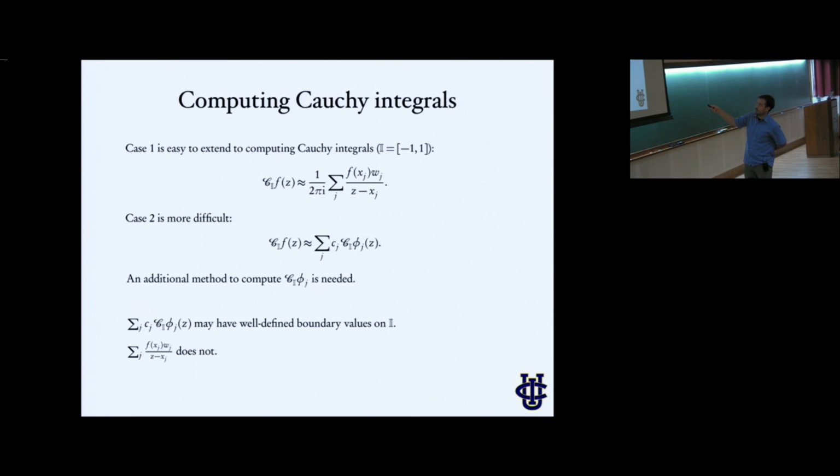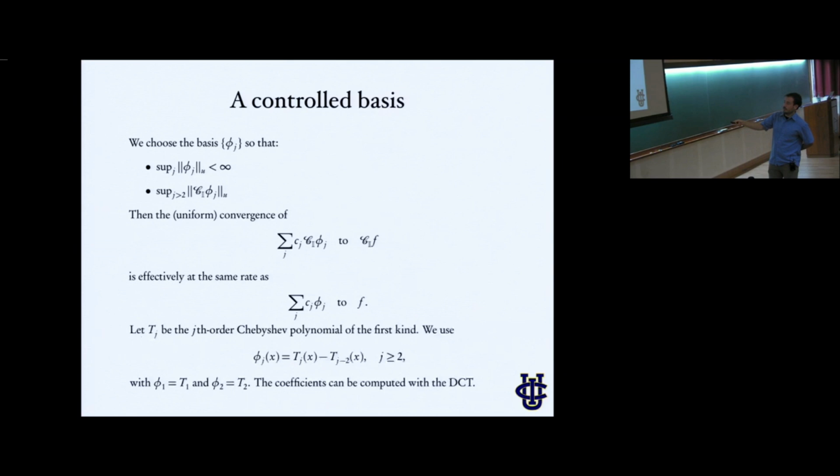I also need to say precisely what these phis are. So I said you should take these Chebyshev polynomials and let the phis be differences of these polynomials. That works really nicely. I didn't say this before, but the real reason is, first, your basis is uniformly bounded on minus 1, 1. This norm is a supremum over minus 1, 1, and this norm is a supremum over the complement in the complex plane of minus 1, 1. So for j bigger than 2, your Cauchy integral is uniformly bounded for all j. It's basically saying if this converges to f at a certain rate, this approximation of the Cauchy integral will converge to f at the same rate. You preserve convergence rates, and it's just a really nice way to do things.